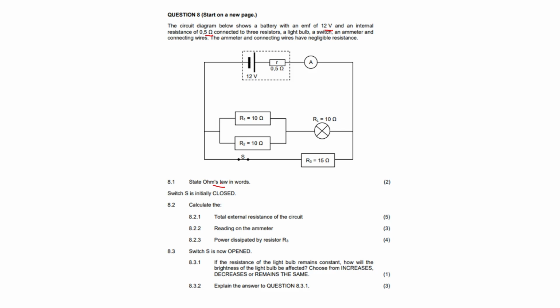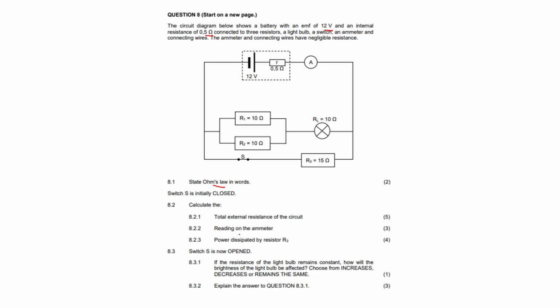Please just memorize this as is. Ohm's law is the potential difference slash voltage across a conductor is directly proportional to the current in the conductor at constant temperature. Then switch S is initially closed, right?